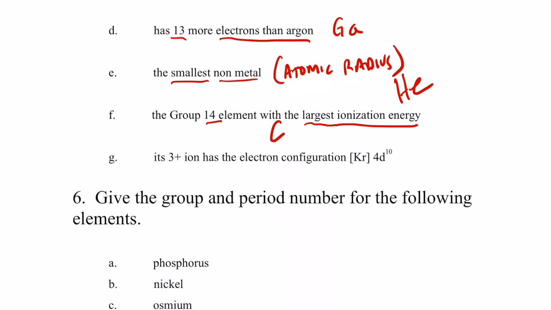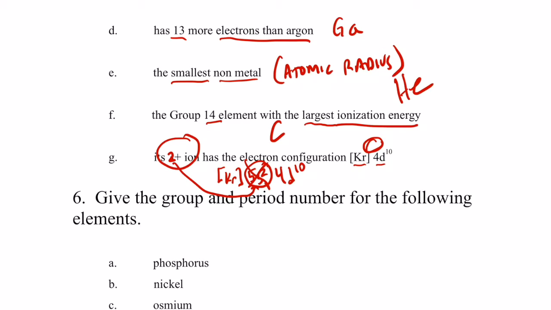Letter G, I want to change this to the 2+ ion instead of the 3+ ion. So this guy will have the electron configuration of krypton 4d10. So that's interesting because I'm missing something right here. Well, let's see. Krypton, wouldn't it be 5s2 4d10? And then if it's 2 positive, I would lose the valence electrons, which are the 5th energy level in this case, and so they would go away.